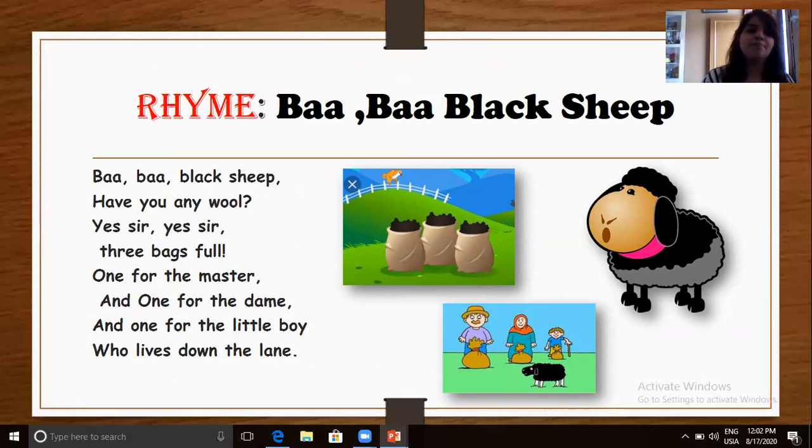Baba Black Sheep, have you any wool? Yes sir, 3 bags full. One for the master and one for the dame, and one for the little boy who lives down the lane.